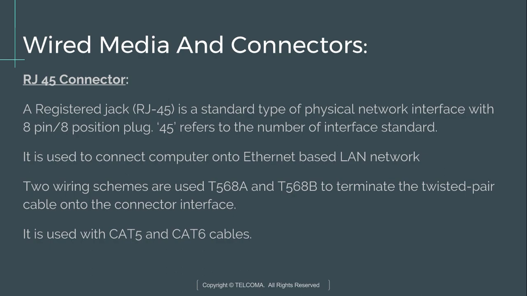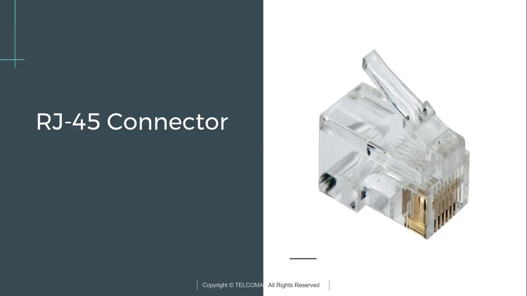Then is the RJ45 connector. A registered jack RJ45 is a standard type of physical network interface with an 8 pin or 8 position plug, where 45 refers to the number of the interface standard. It is used to connect computers onto an Ethernet based LAN network. Two wiring schemes are used, T568A and T568B, to terminate the twisted pair cable onto the connector interface. We will learn about these standards later on. It is used with category 5 or category 6 cables. This is a diagram of the RJ45 connector.